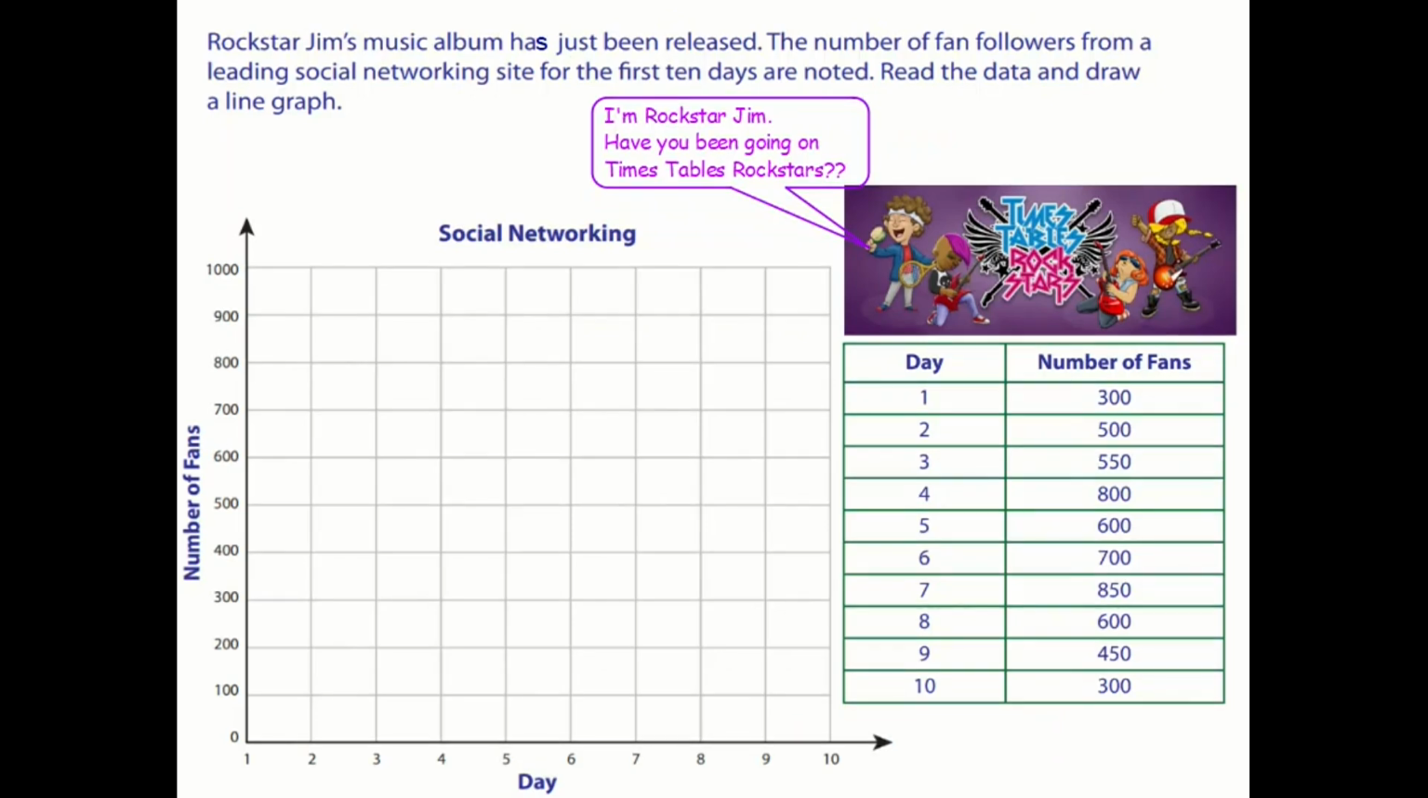The first example says Rockstar Jim's music album has just been released. The number of fan followers from a leading social networking site for the first 10 days are noted. Read the data and draw a line graph.